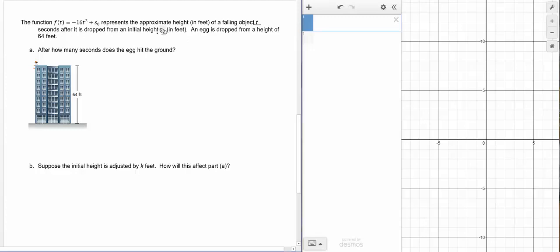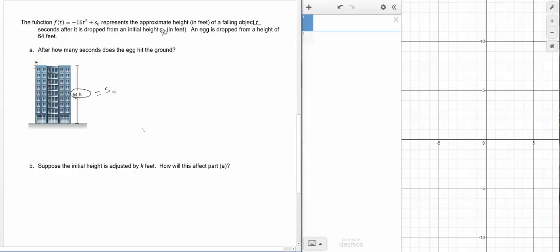So whatever this number is, that's how high up the building is, and t is how much time has gone by while this falling object is falling. It looks like someone stands on the top of this building and drops an egg off the top, because I assume they're very bored and want to entertain themselves. But the top of this building happens to be 64 feet. So since the height of the building is 64, that's exactly what s sub-zero is representing. The question is, after how many seconds does the egg hit the ground?